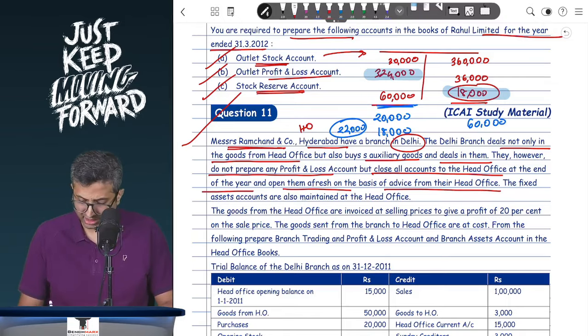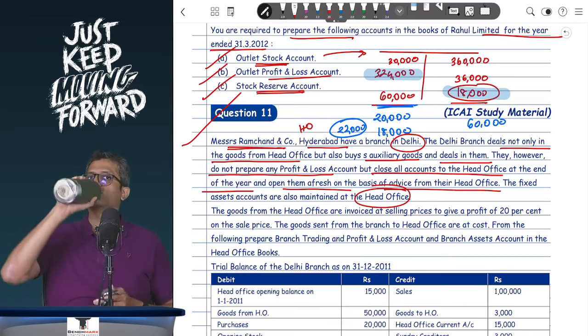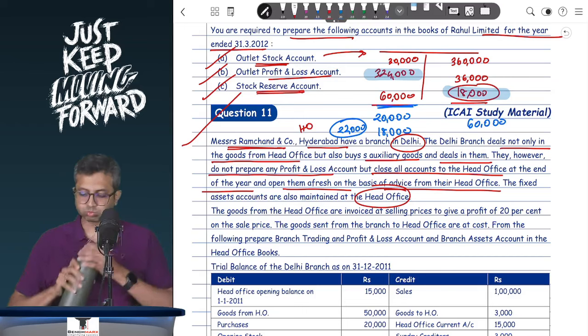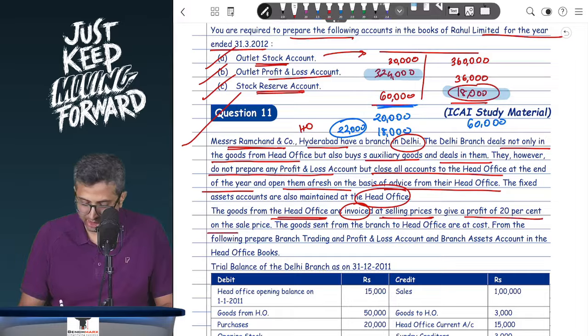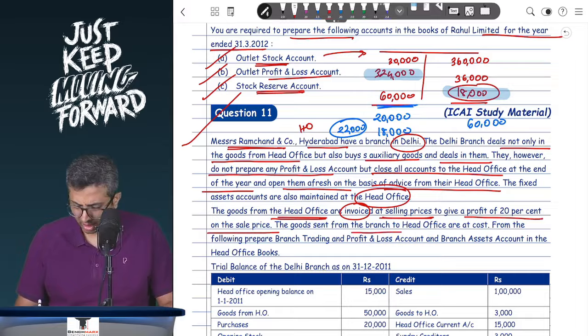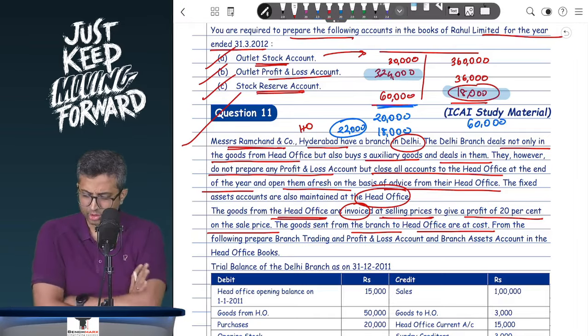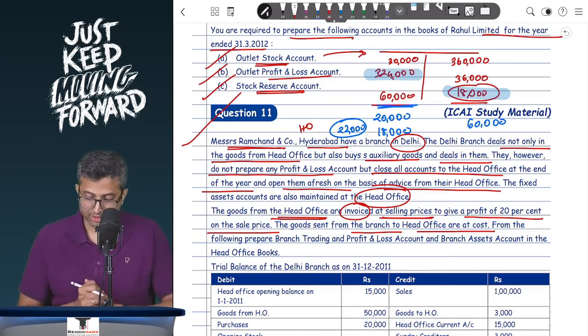The fixed assets accounts are maintained at the head office. So the fixed assets are at the head office. The goods from the head office are invoiced at the selling price to give a profit of 20% on the sale price. The goods sent from the branch to the head office are at cost. Again, the goods from HO are invoiced at selling price to give 20% profit, and goods from the branch to HO are at cost.